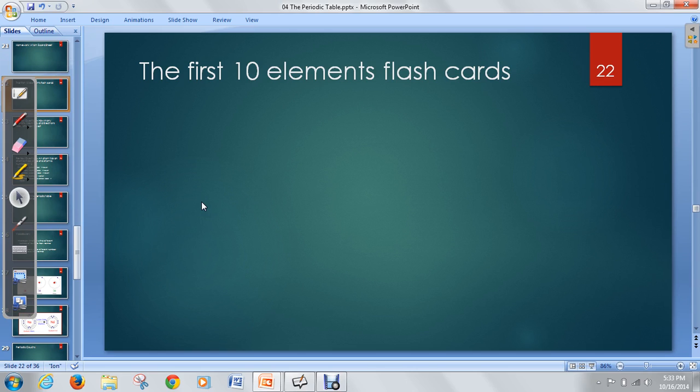So, one of the things we did is we made some flashcards to help us memorize the first 10 elements of the periodic table. I think these elements are really important to know because they come up a lot in other science classes, especially chemistry. So, being able to recognize the symbols and the names of those elements is something I think everyone should know. Make sure you have those first 10 elements down and practice them.